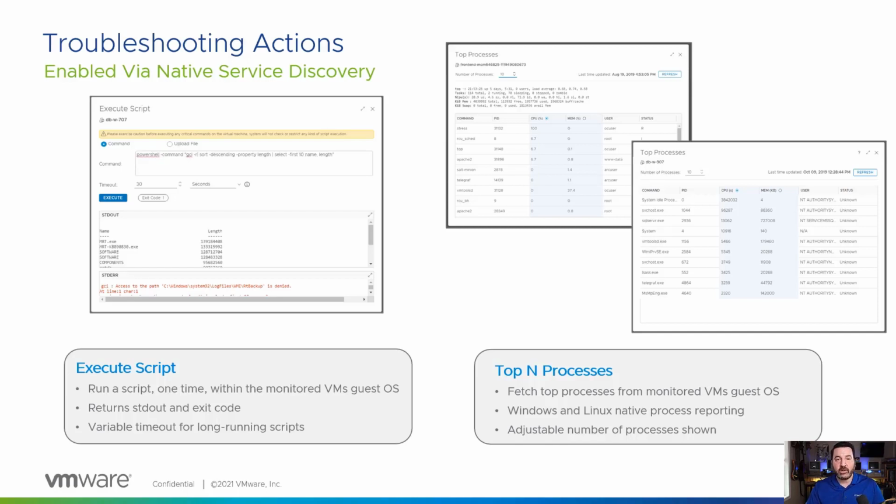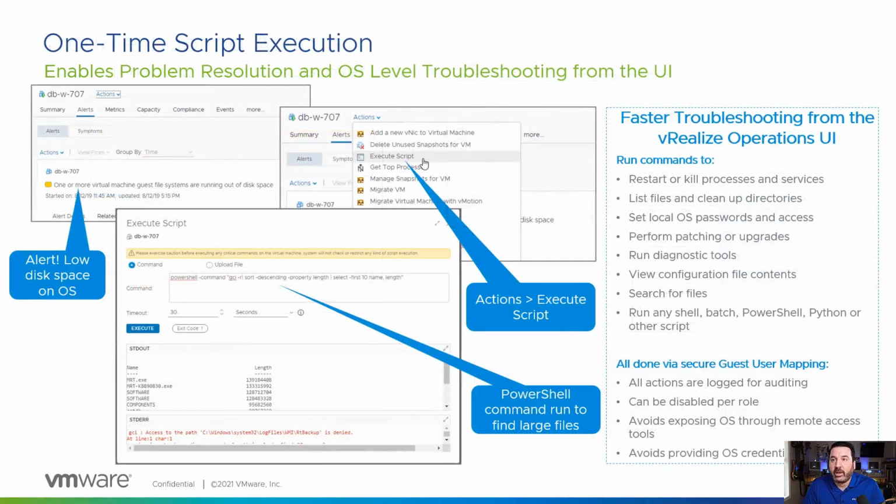So we do have a lot of security built around that within vRealize Operations. Taking a closer look at the script execution here, within the virtual machine actions drop-down menu, the execute script option is available. Here we're looking at a virtual machine that got an alert that says one or more guest file systems is running out of space.